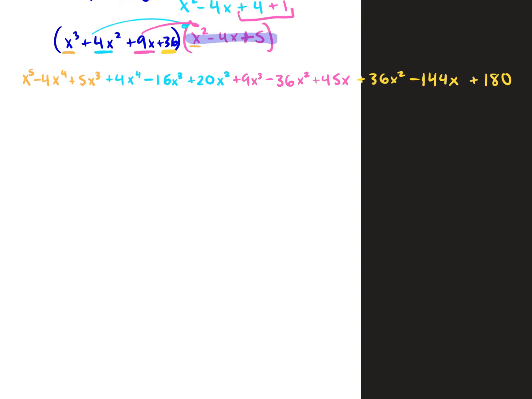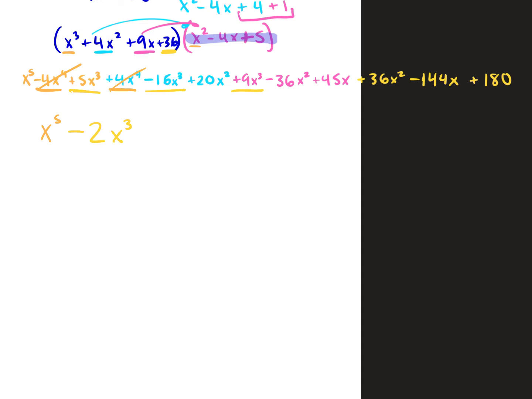So I start with the x to the 5th power. And then I have negative 4x to the 4th power plus 4x to the 4th power, which those will cancel. That's nice. And then I can move on to my x cubes. So I have plus 5x cubed minus 16x cubed and plus 9x cubed. So that would be negative 2x cubed.